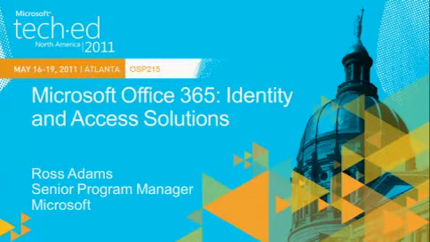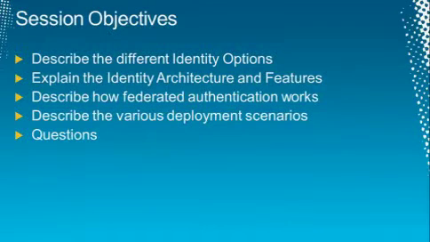Let's continue on. We're going to get through the different options. There's a couple of different options around identities within Office 365. We'll look at the features and architectures and compare the different options together and the stepping stones that you can go through. We're going to drill a fair bit into how identity federation works, actually what happens when you've got an identity federation solution and the way that you actually authenticate. We'll talk about some of the deployment scenarios around that, and then we'll have some time for questions.